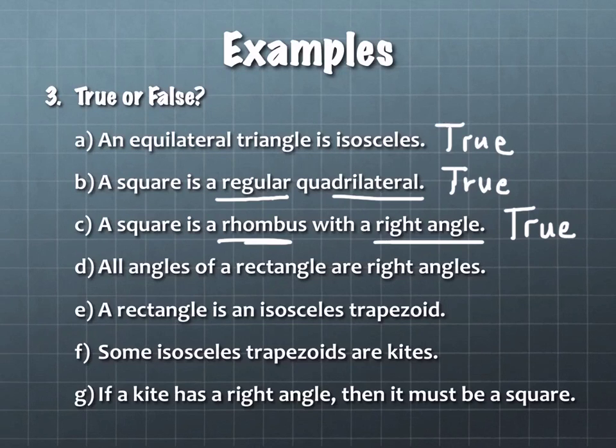D, all angles of a rectangle are right angles. True. Now notice that's not the definition of a rectangle, was it? What did the definition of a rectangle say? It says a parallelogram with a right angle. But if all of the sides are equal and there's a right angle, then it has all of it. We could use geometry proofs, definitions, and theorems to prove that that's enough to show they really do have all 4 right angles. It's a true statement. So this one's also true.